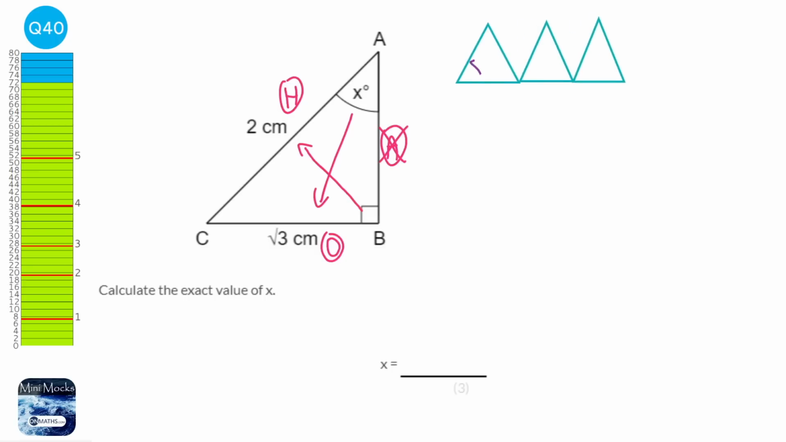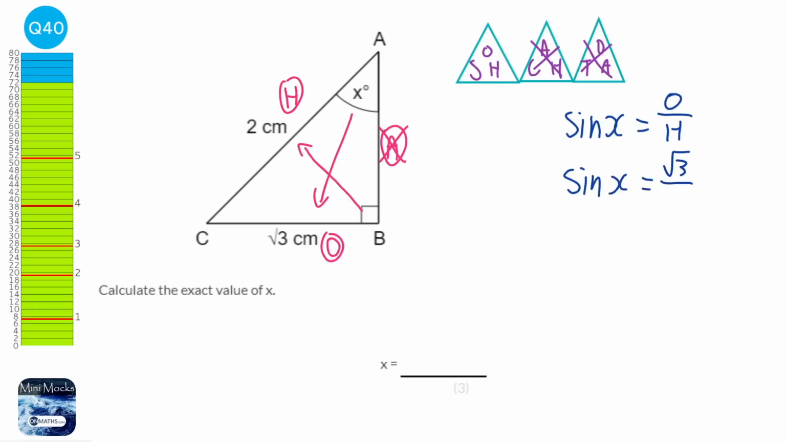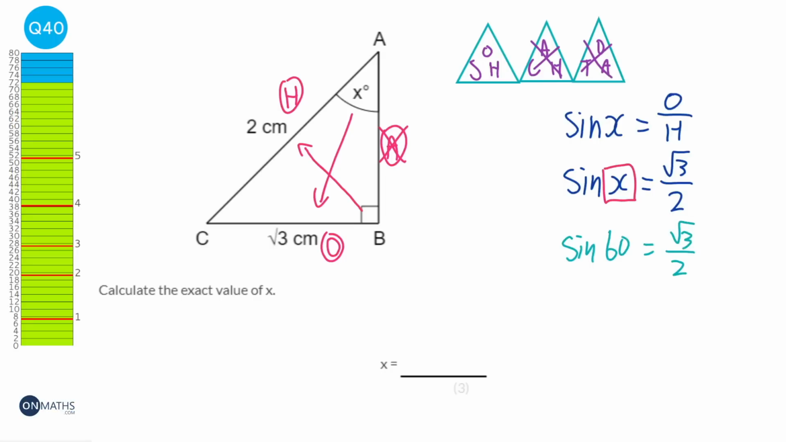And so we've got SOH, CAH, TOA, and we've just crossed out the adjacent, so we don't need this one and we don't need this one, and we're going to end up with SOH, which is short for sine the angle equals opposite over hypotenuse. The angle is marked as X, so sine X equals root 3 over 2. You need to know from memory that sine 60 is root 3 over 2. And notice here that the X therefore is going to equal 60.